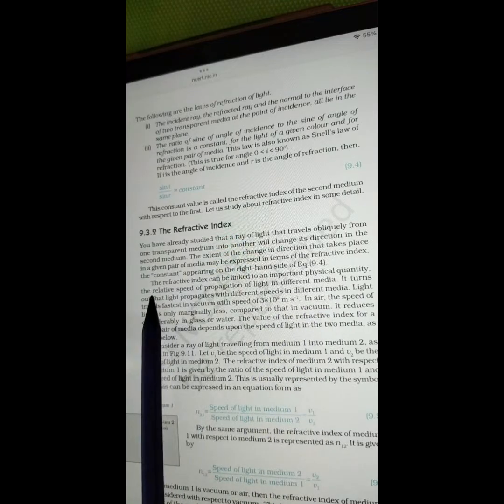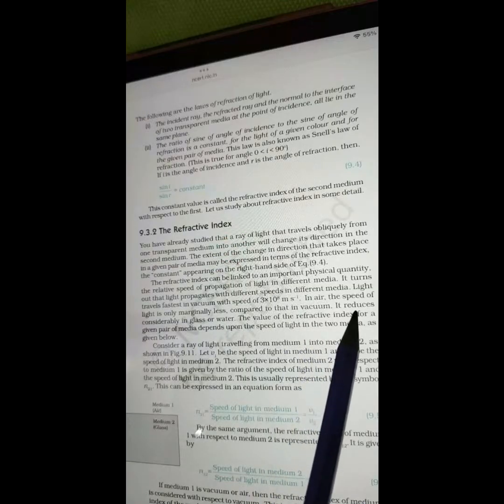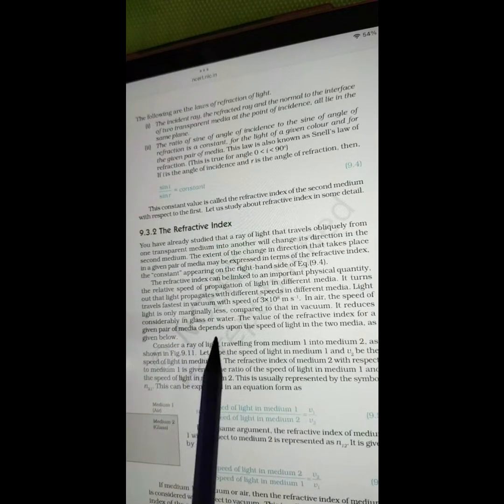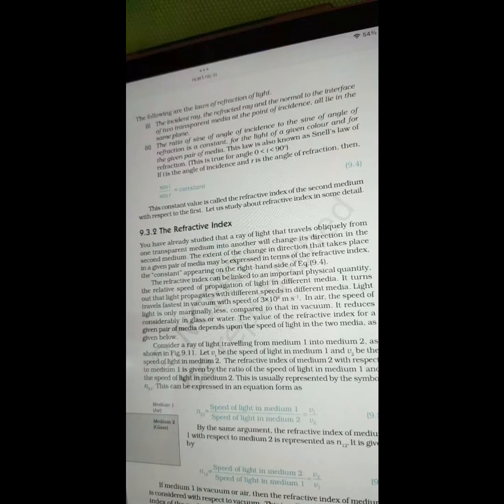The refractive index can be linked to an important physical quantity, the relative speed of propagation of light in different media. It turns out that light propagates with different speeds in different media. Light travels fastest in vacuum with a speed of 3 × 10^8 meters per second. In air, the speed of light is only marginally less compared to that in vacuum. It reduces considerably in glass or water. The value of the refractive index for a given pair of media depends upon the speed of light in the two media, as given below.